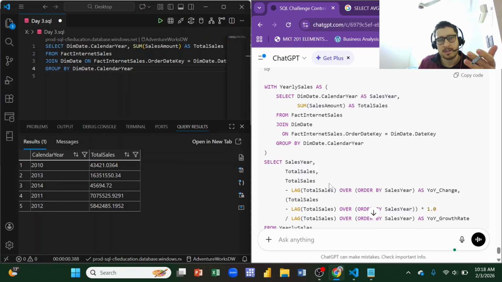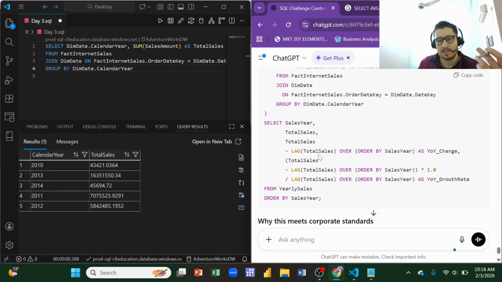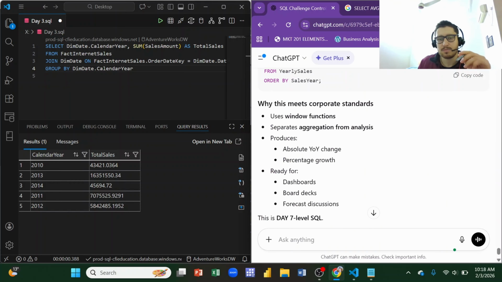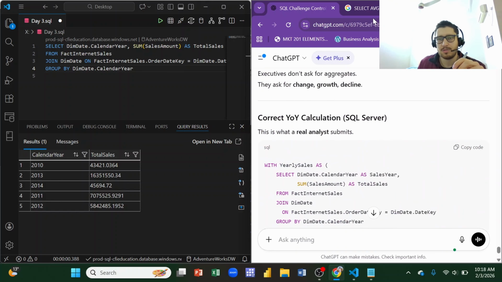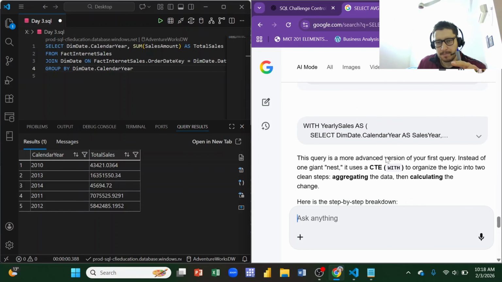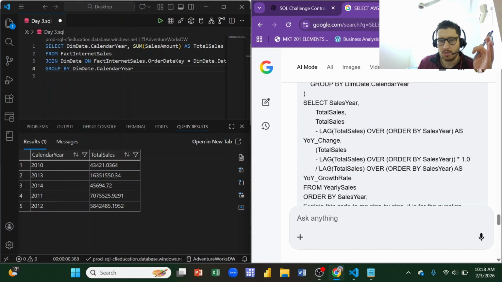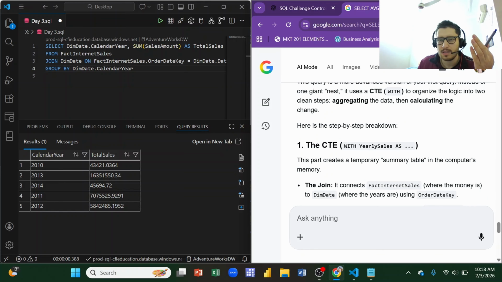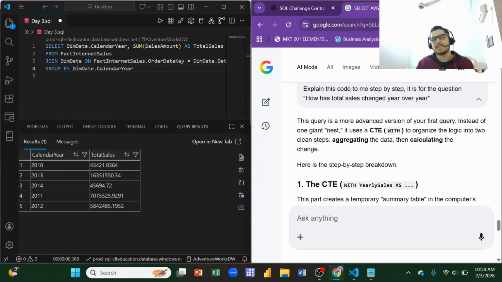Before explaining this to you, when I got these results, I didn't want to ask ChatGPT directly, so I asked Google. I have written the whole code here. I explained the whole code and said just explain it to me step by step. So Google said that whatever you have seen here is called a CTE. It's a common table expression, which is used with a function to organize the logic into two clean steps: aggregating the data and then calculating the change.